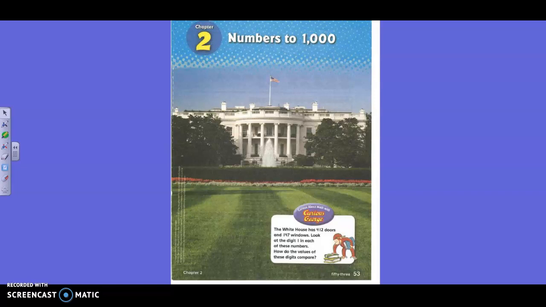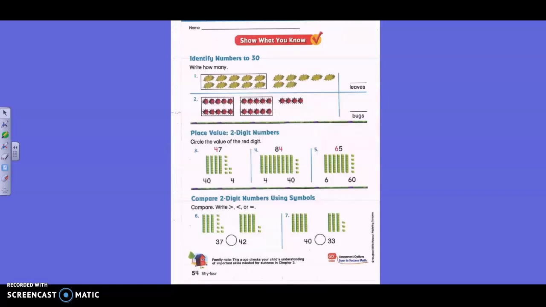Okay, boys and girls, we are going to talk about Chapter 2. Chapter 2 has to do with numbers to 1,000. Okay, on this page, just show what you know. You need to go ahead and do this page on your own as much as you can. This is supposed to be stuff that you have already done before.